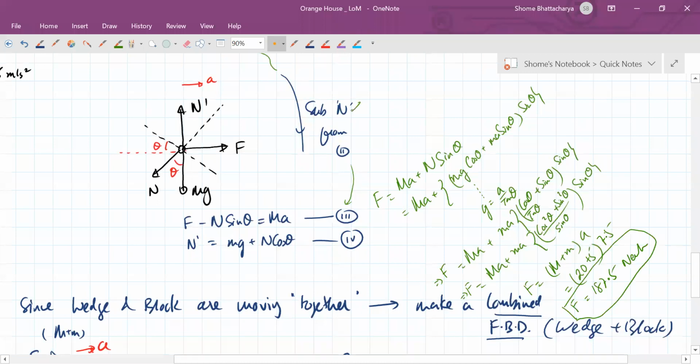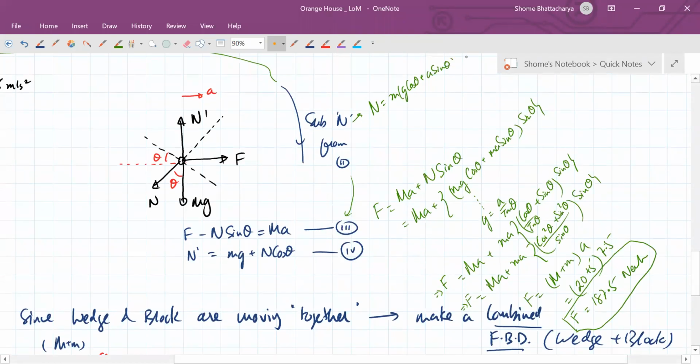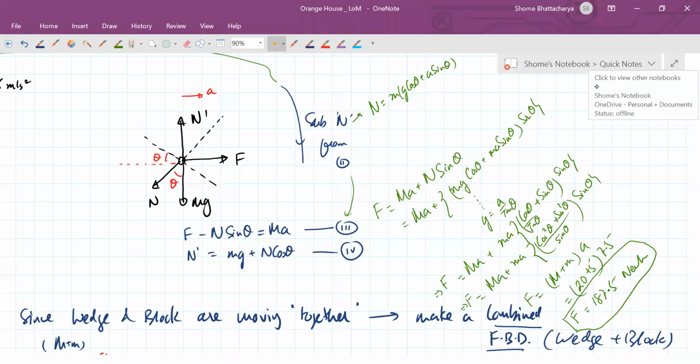So we are substituting N. Just write it down. There is nothing to explain in that.